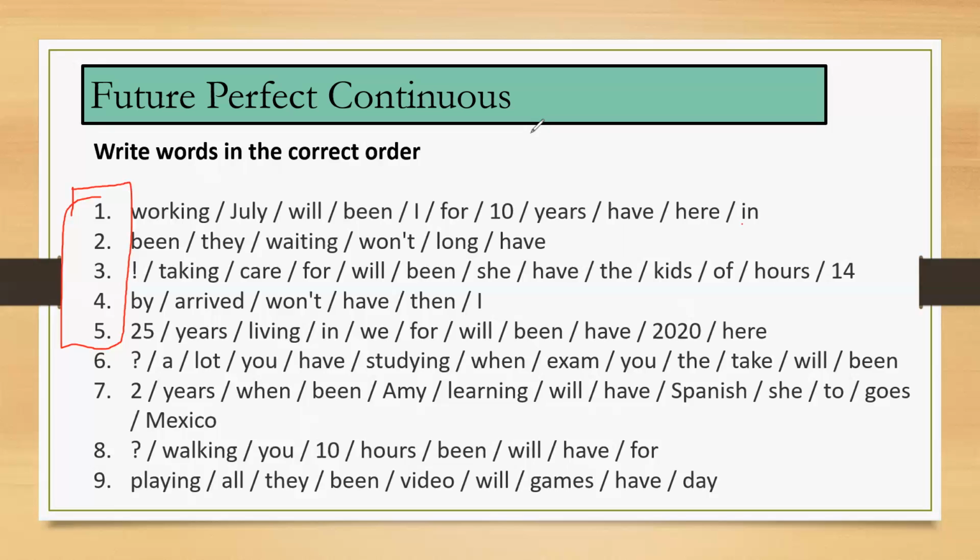Number 3. She will have. She will have been taking care of the kids for 14 hours, I think is. Very good, excellent. She will have been taking care of the kids for 14 hours.